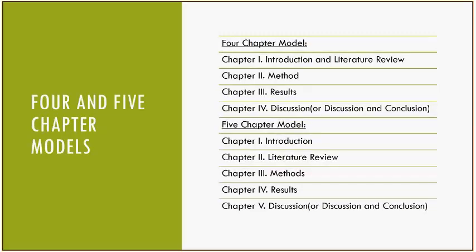So now breaking down the different chapter models, this is going to be a little bit different if you're doing quantitative or qualitative and what your chair requires you to do in your dissertation. But here's the basic different chapter model. So in the 4-chapter model, chapter 1 is typically the introduction and literature review, chapter 2 is the method, chapter 3 is the results, and chapter 4 is the discussion or discussion and conclusion. In the 5-chapter model, you're doing introduction, literature review, methods, results, and then discussion. So just slightly different. Ask your chair what they prefer for the chapter models.